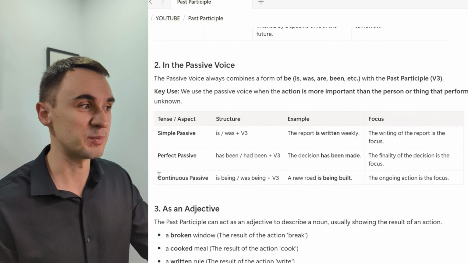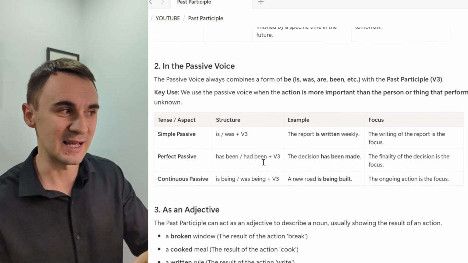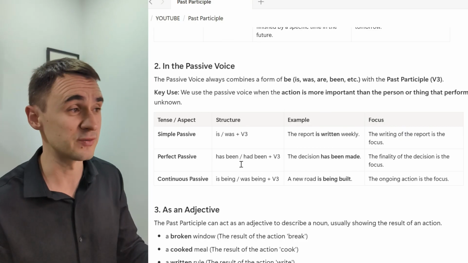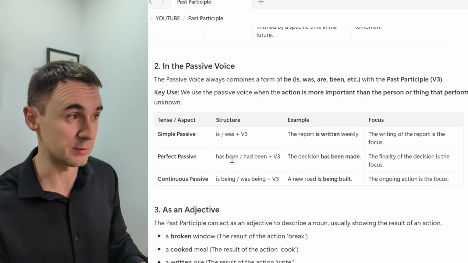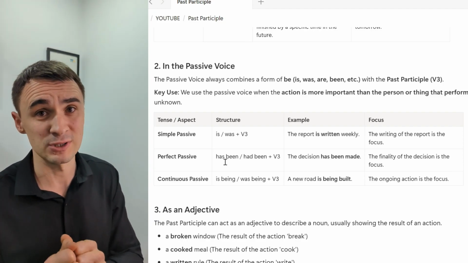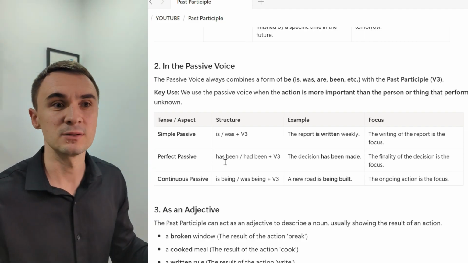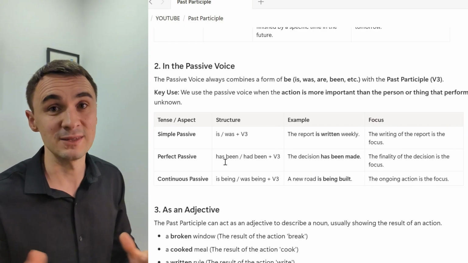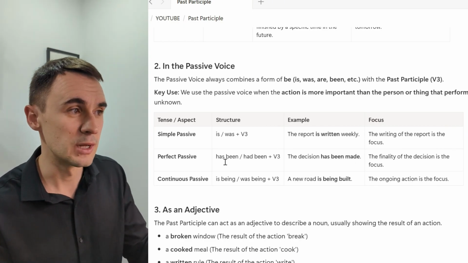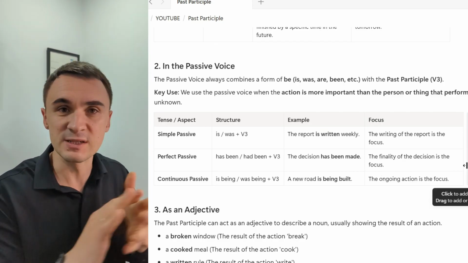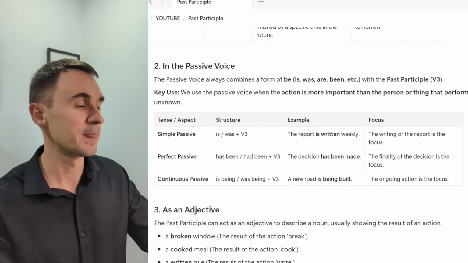Then perfect passive, like all perfect tenses, yeah. For present perfect it's going to be has been, for past perfect had been, plus V3. For example, the decision has been made. Very typical expression in English. The decision has been made, and we don't know who made the decision, or we don't care who made this decision. So the finality of the decision is the focus, that it's done, it's made, okay?